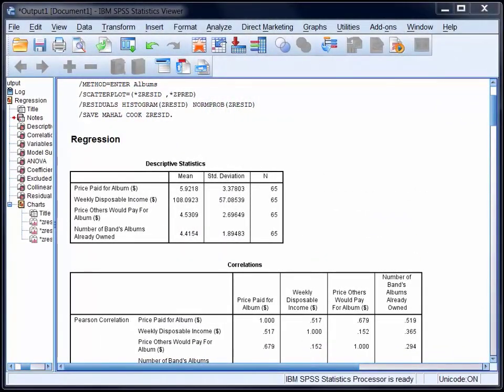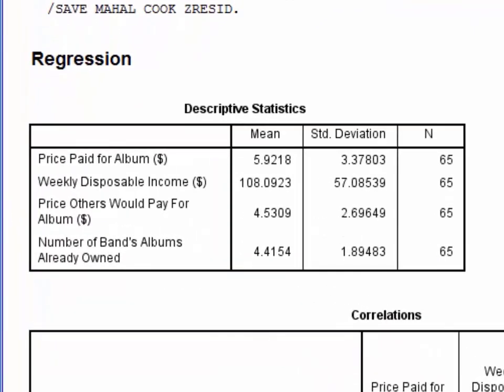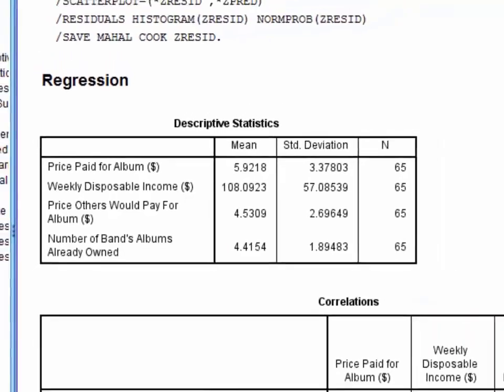When you run a hierarchical multiple regression using SPSS, you get several tables of output. The first table provides descriptive statistics for each variable in the regression. So on average, people paid $5.92 for the album, their weekly disposable income was $108.09, they estimated that others would pay around $4.53 for the album, and they already owned between 4 and 5 previous albums.